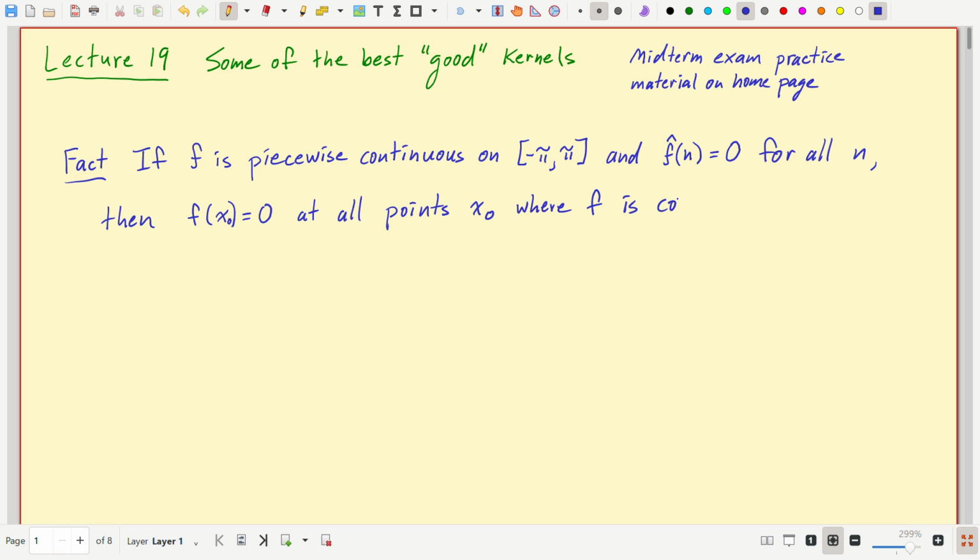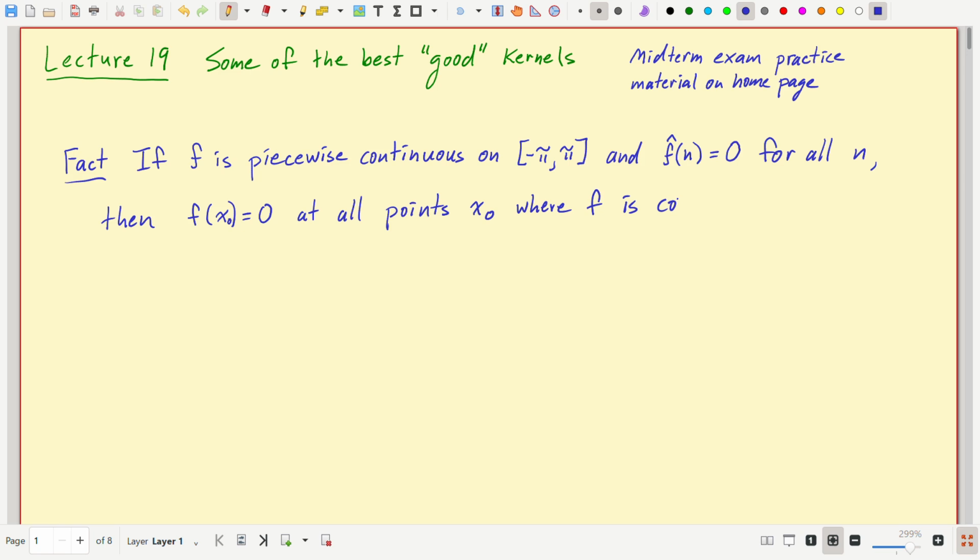I wanted to review the concept of a good kernel and some of the most famous good kernels that come up in the subject. There was a fact that Stein did quite early in the book, much earlier than I would have done it. One reason he did it early is he wanted to demonstrate the usefulness of the good kernel idea. I'll explain that later in this lecture.